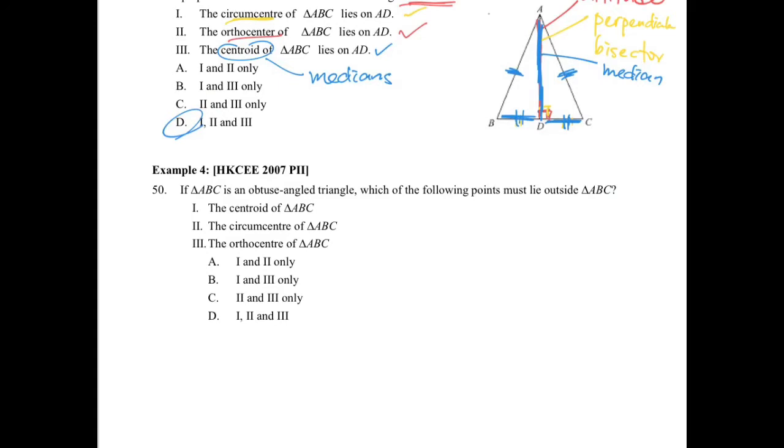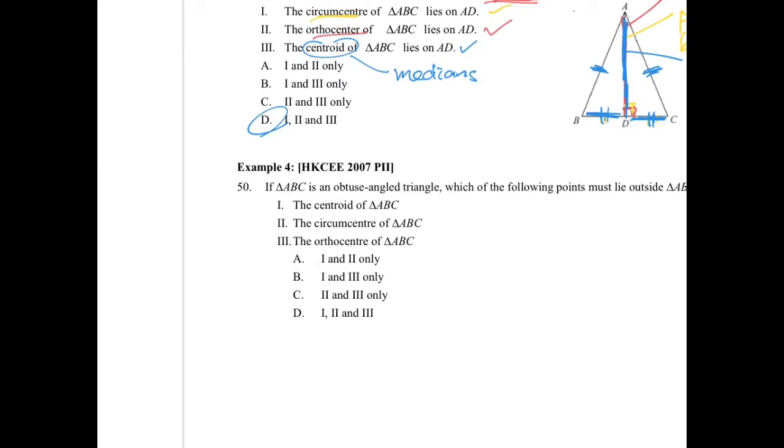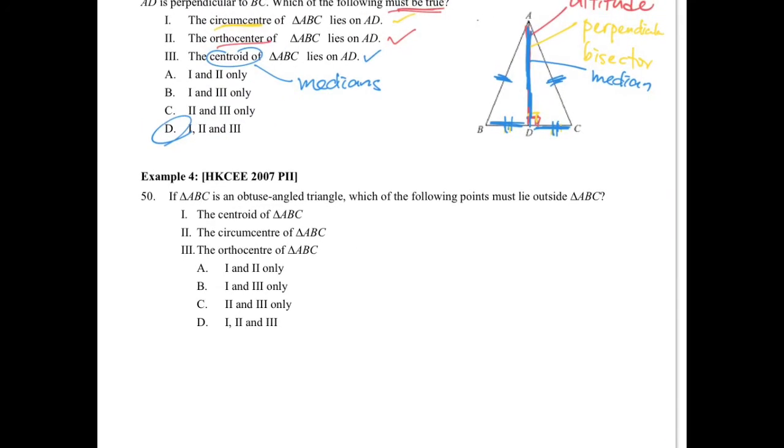The next one, in 2007, is much harder because it's about an obtuse angle triangle. It's asking which one goes outside the triangle ABC. It's simply about whether you remember the facts or not. The answer will be circumcenter and orthocenter, which comes to the answer C. But of course, you have to remember that these two centers can go outside the triangle when the triangle is obtuse.